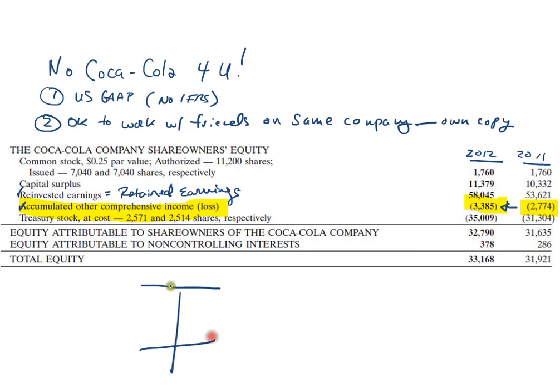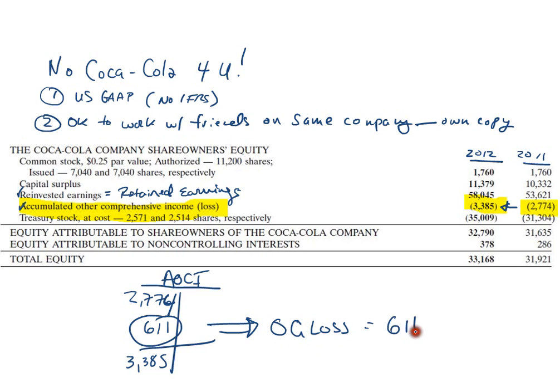So if we think about it for 1 second, we could look at AOCI. It started with 2774, yikes, and ended with 3385. So what does that look like if their debit increased? I'm thinking it's 611. Yeah, there it is. So 611, which means an other comprehensive loss equal to 611.